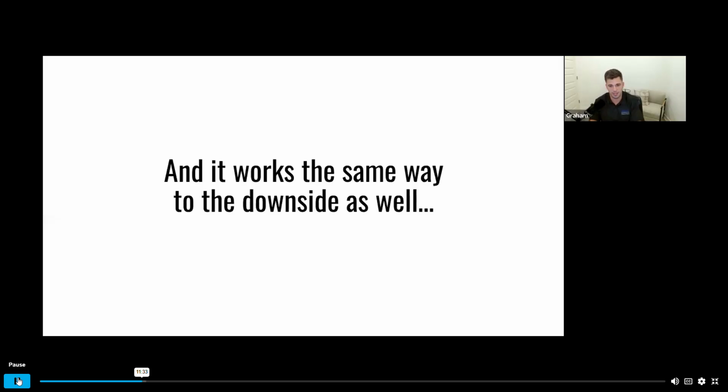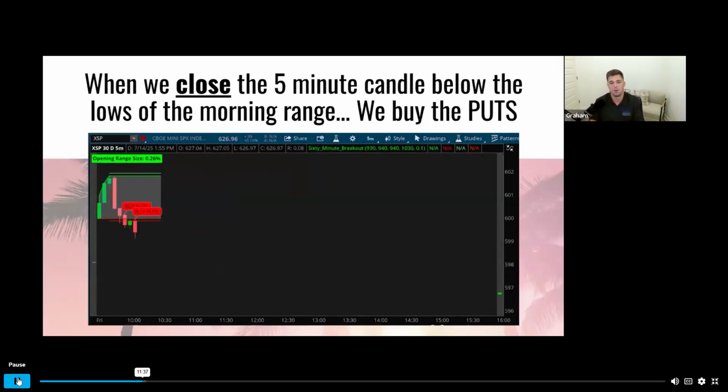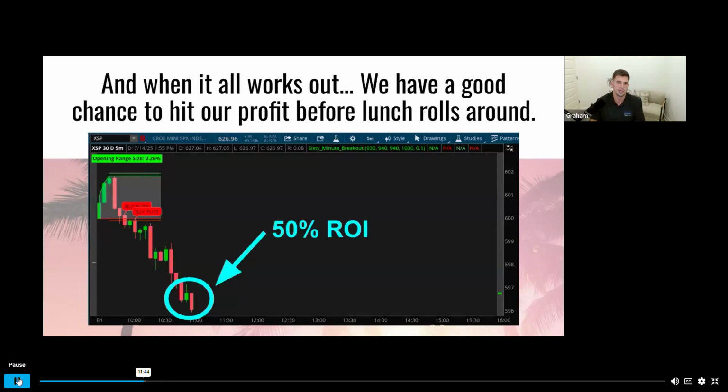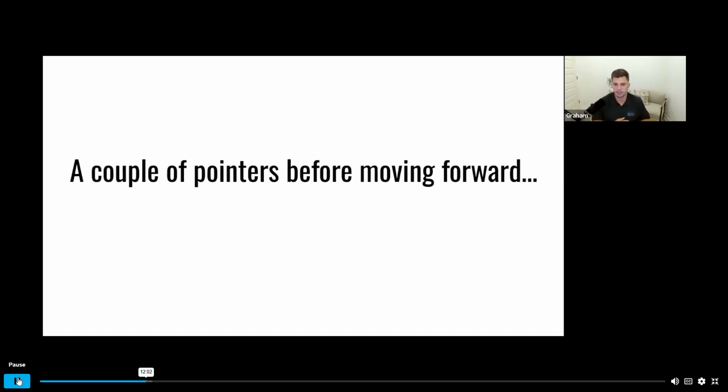And it works the same way to the downside as well. High and low range marked from that first 15 minutes. When that 5-minute candle closes below the lows, we buy puts. And when it works out, we have a good chance to hit our profit target before lunch rolls around yet again. So again, this was all covered in the first masterclass, which I've done twice now. And yes, we will talk about strike selection today. But hopefully the general principle of how this underlying trade works makes sense.